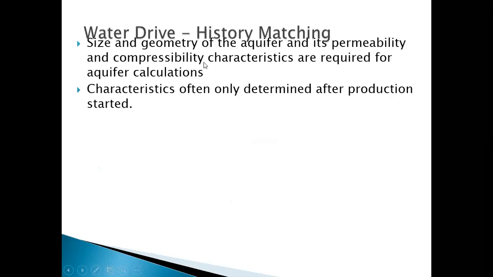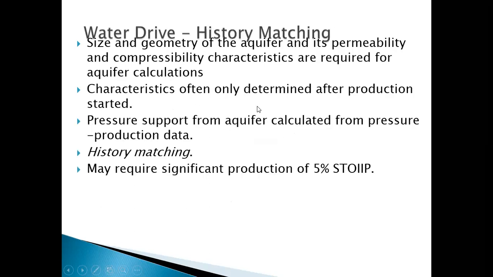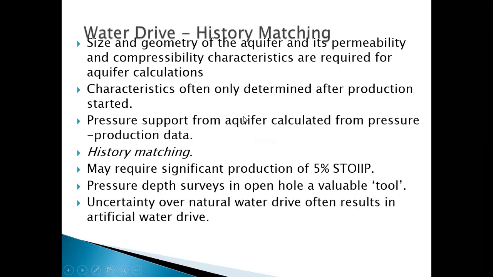We have to look at how big the water aquifer is, what its permeability is, and what its compressibility characteristics are. This is needed for the reservoir simulation. When we make the reservoir models, then we have to look at the data and do a history match also. This is the reservoir engineering topic we will talk about in the reservoir engineering course. History match means you have a computer model and you compare it with the real history. You simulate it and compare the simulated results with the real results, and try to match the real data with the simulation data.